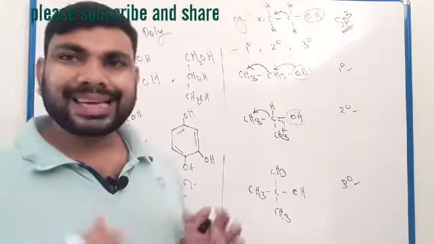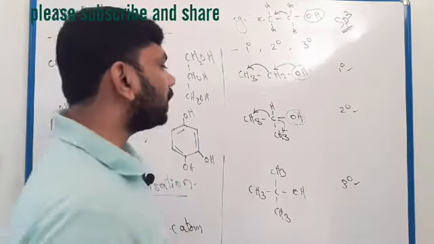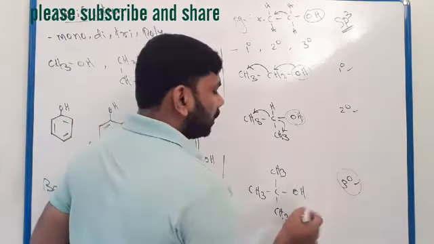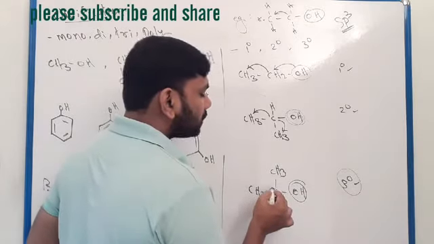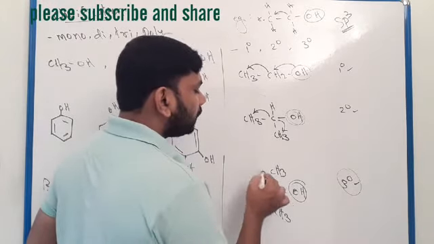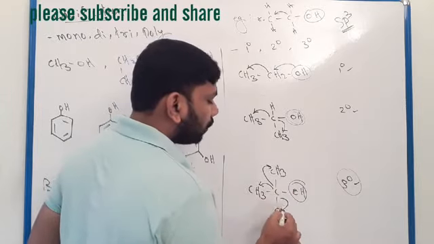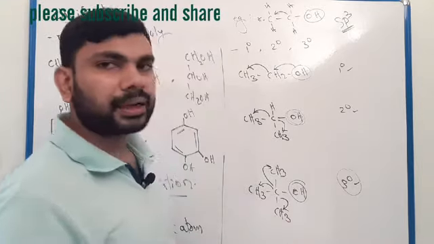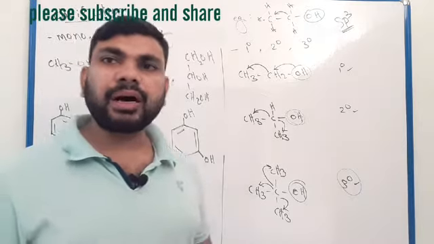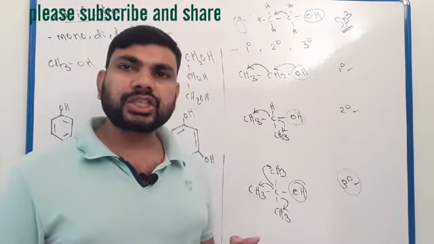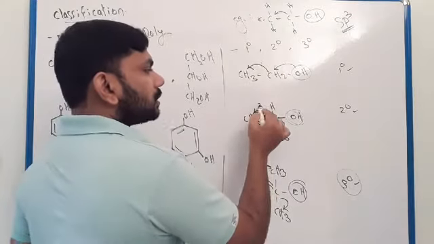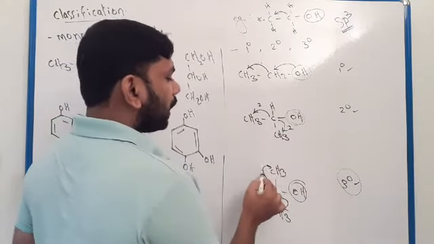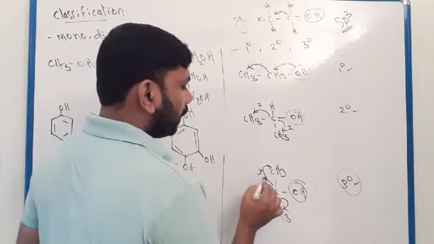Secondary alcohol. Next one, we have to say here tertiary alcohol. Tertiary alcohol means the OH group is attached to a carbon atom directly bonded to three different carbon atoms. Such types of alcohols are called tertiary alcohol. So this is primary alcohol, here this is secondary alcohol and this is tertiary alcohol.